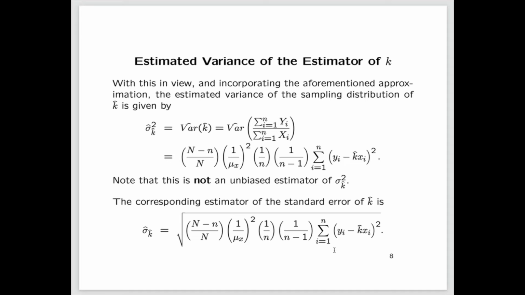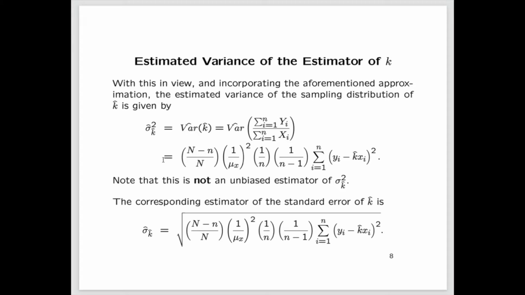And so with this in view and incorporating this approximation, which we're not really going to go into, I'll give the expression here, but I'm not going to go into the theoretical development or derivation of that approximation. But we have it here. The estimated variance of the sampling distribution of k hat is given by this expression here. So we are going immediately to the estimated variance. And in fact, I should really say it's the estimated approximate variance of the sampling distribution of k hat.